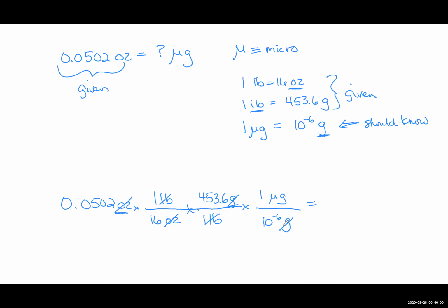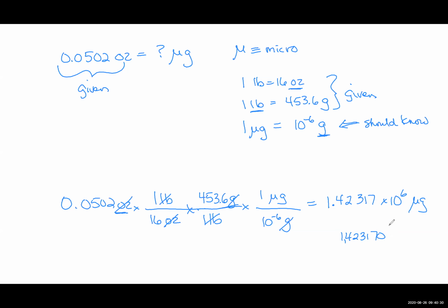And if I crank that all the way through on my calculator, I should get 1.42317 times 10 to the 6th micrograms. Now I have my calculator set to be in scientific notation, so if you were not in scientific notation, that would be 1,423,170, I think is what you would see on your calculator.